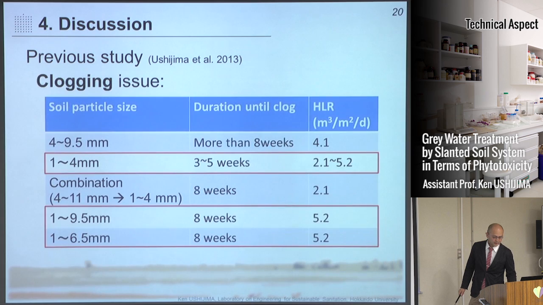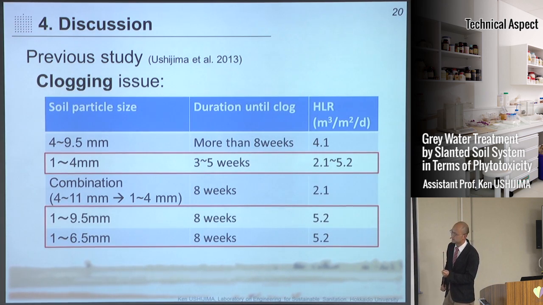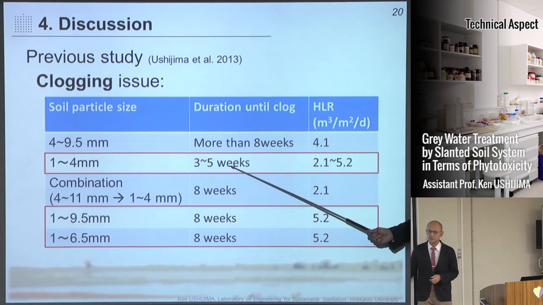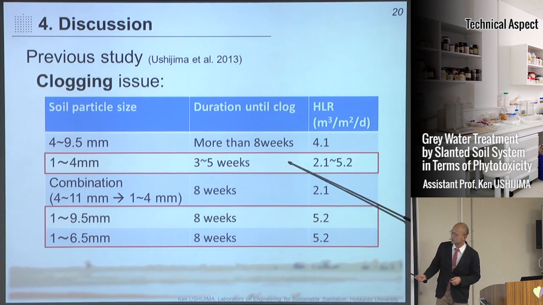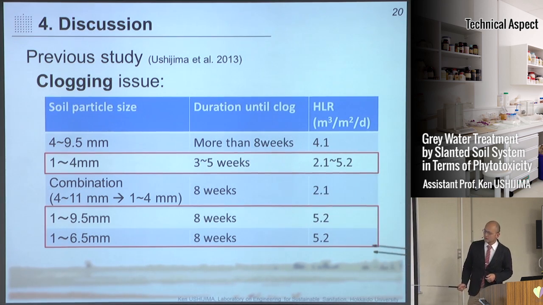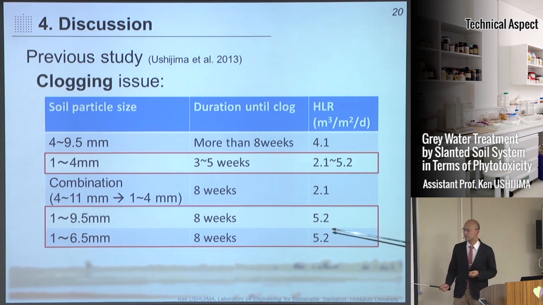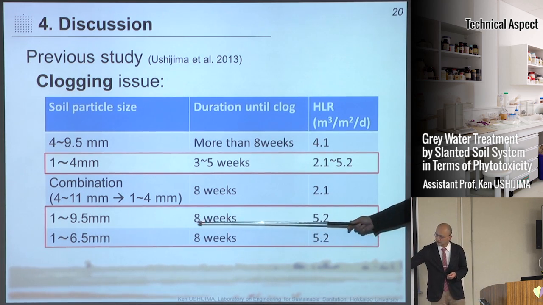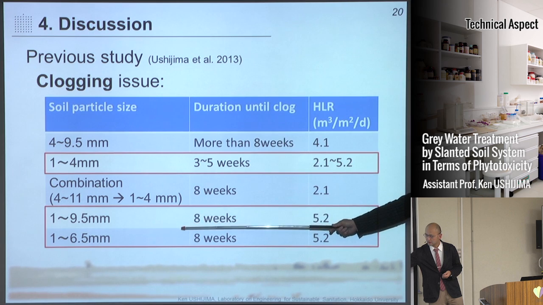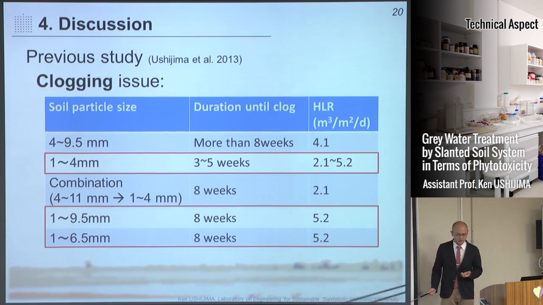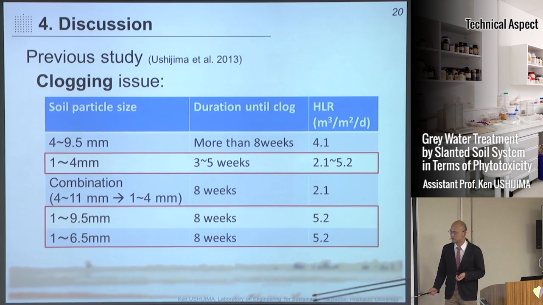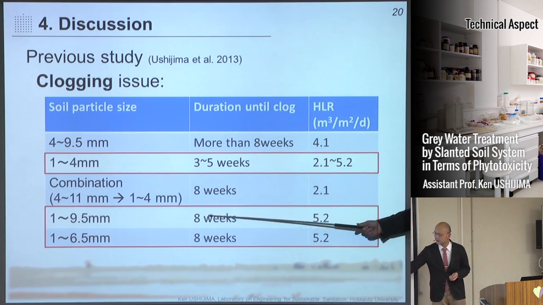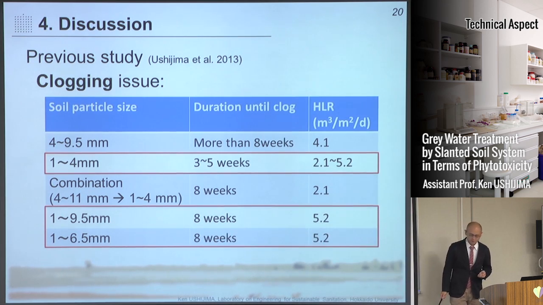But the problem of the fine soil is that it is very easy to clog. 3 to 5 weeks later, they will clog. So one of the solutions is using a wider range of soil sizes. In this case, the performance of the pathogen removal will not decrease, but we can use it for a longer period.